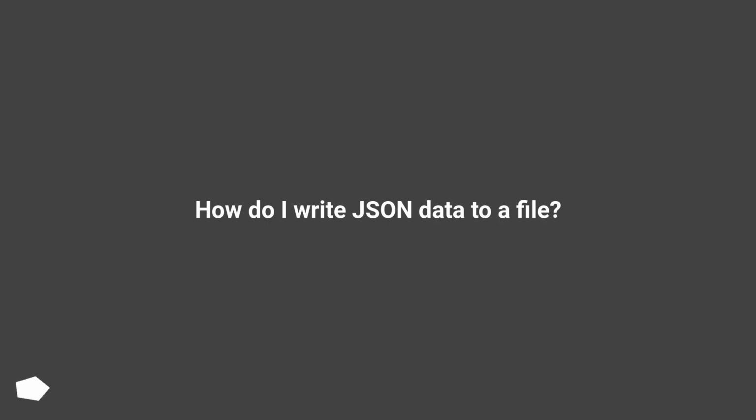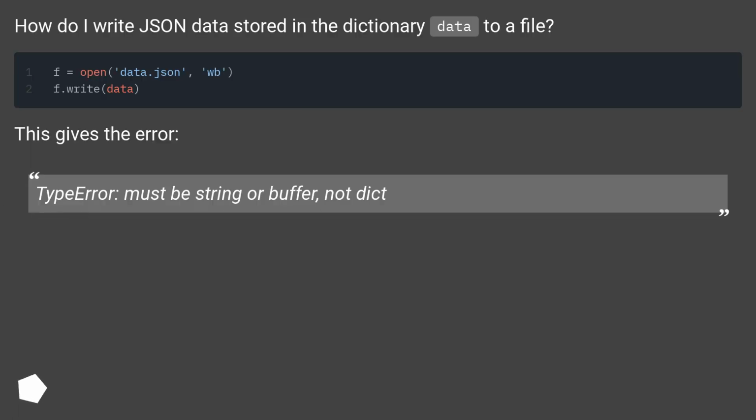How do I write JSON data to a file? How do I write JSON data stored in the dictionary data to a file? This gives the error: TypeError: must be string or buffer, not dict.